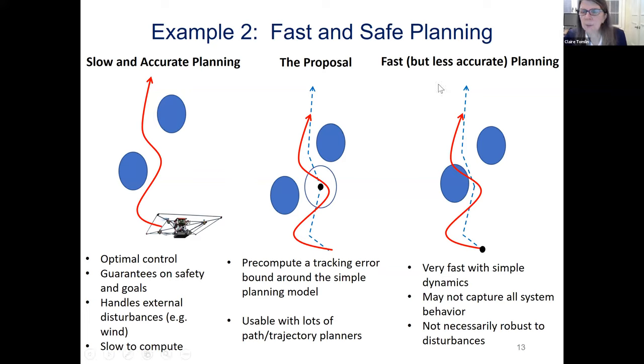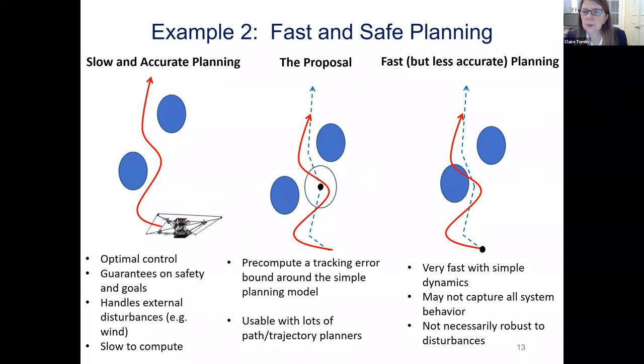By contrast, on the right-hand column is maybe a paradigm that's used a lot more in robot motion planning, which is very fast planning, but it's less accurate. So here, the blue dashed line represents a path that could come out of a motion planning scheme like a fast marching method, or RRT, these rapidly exploring random trees.